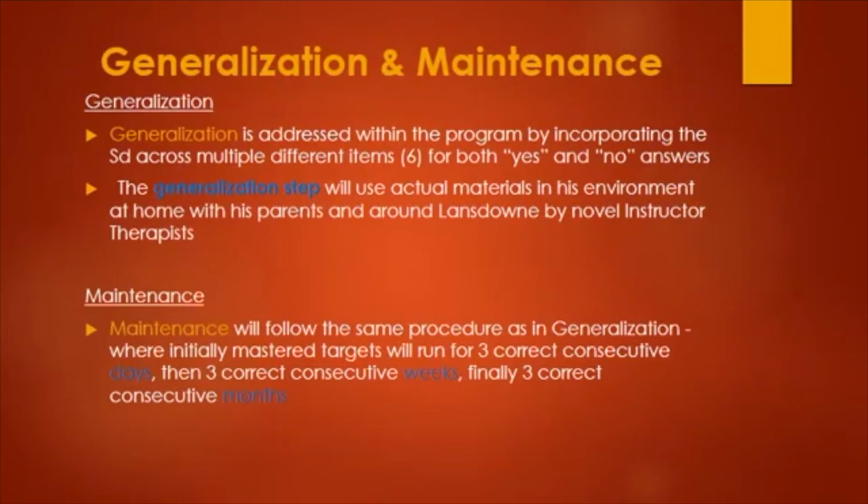Maintenance will follow the same procedure as in generalization. Initially mastered targets will run for 3 correct consecutive days, then 3 correct consecutive weeks, and finally 3 correct consecutive months.